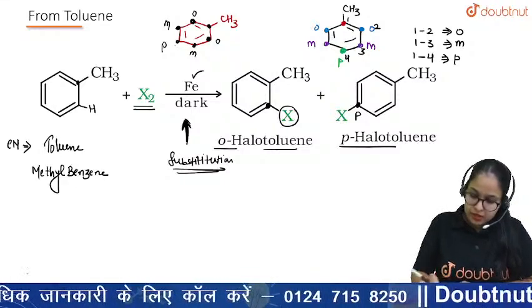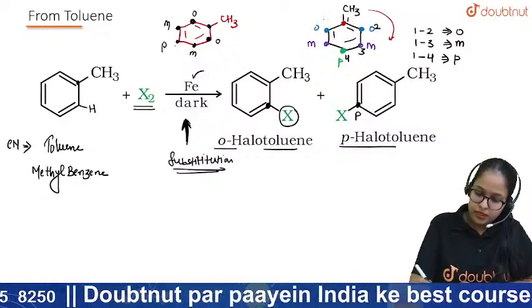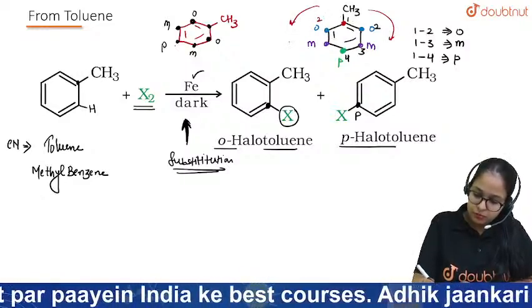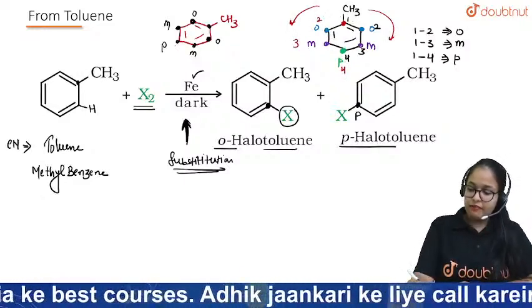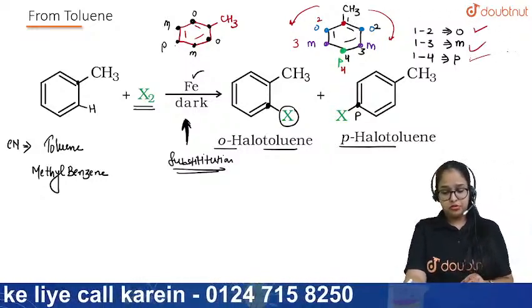Because you can number it, this has been numbered clockwise, this is 1, 2. You can either number it anti-clockwise, this will be 1, 2, 3. Again we'll have the same: 1, 2 is ortho position, 1, 3 is meta, and 1, 4 is para position.